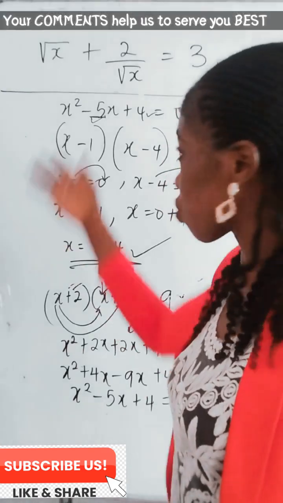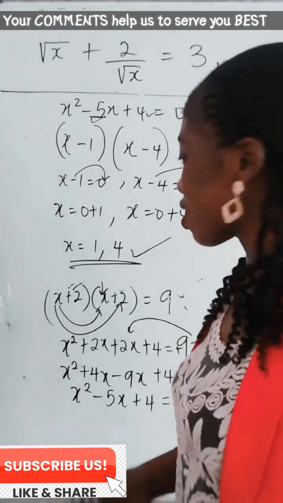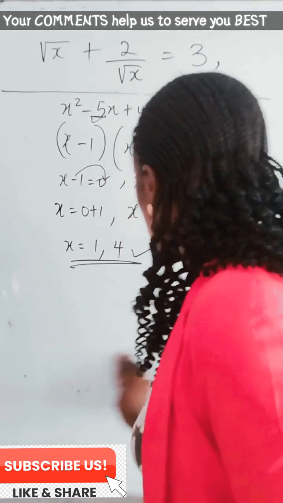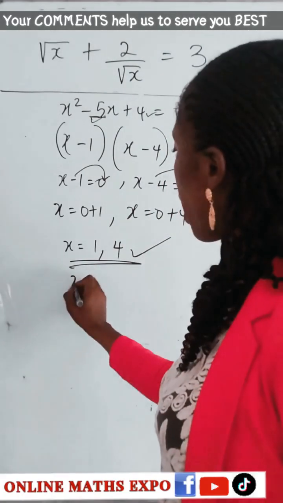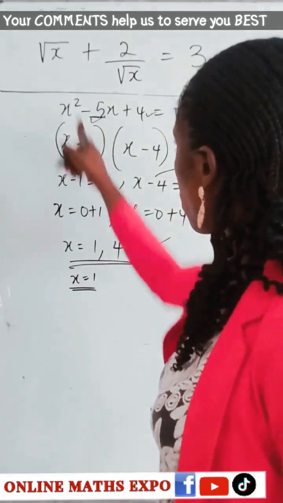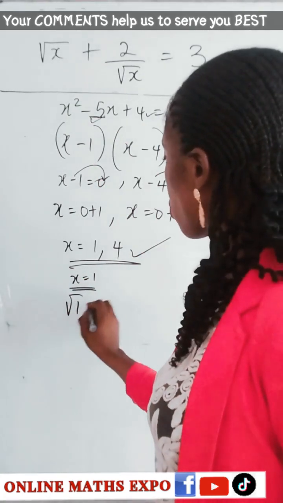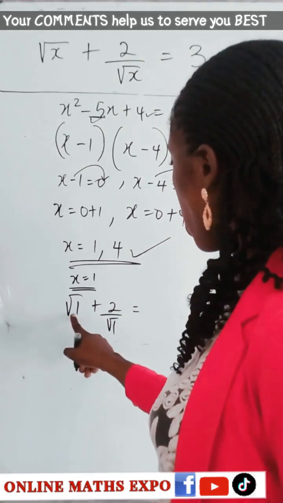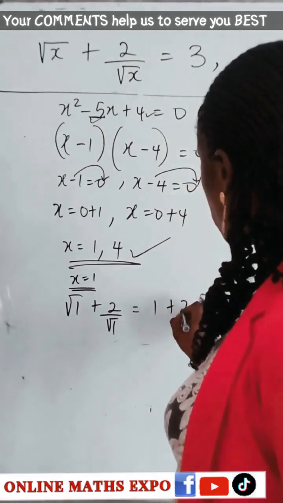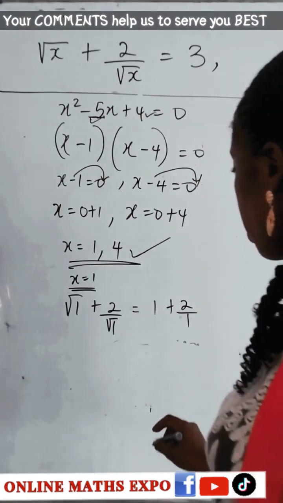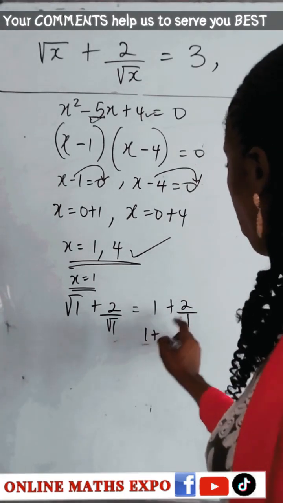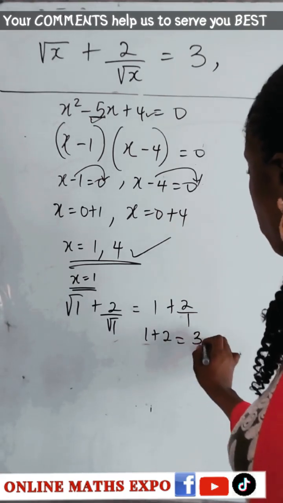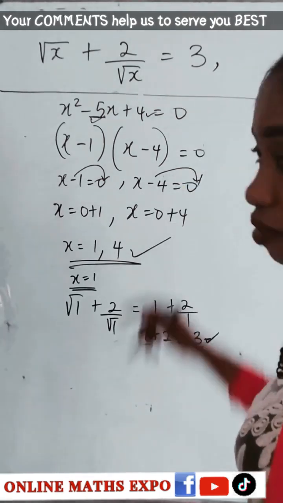Because in such questions, you have to be very sure. So let's do a check. Okay, so let's check. And in this check, we are going to check for both. So when x is 1, put it here, you have root 1 plus 2 over root 1. What will it give us? Square root of 1 is 1 plus 2 over square root of 1 is 1. And this will give us 1 plus 2 over 1 is 2. Then when you add this, it gives you 3, which is what we have here.